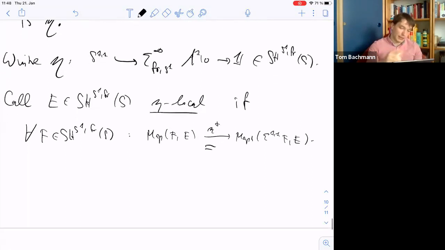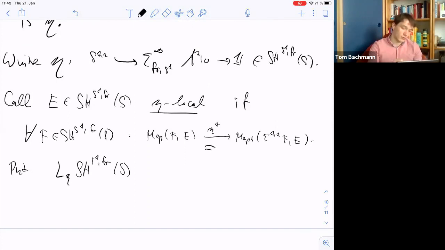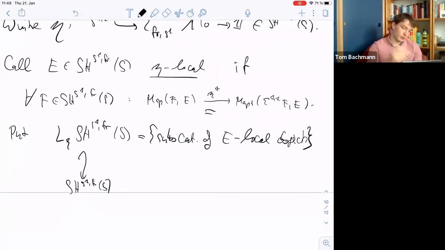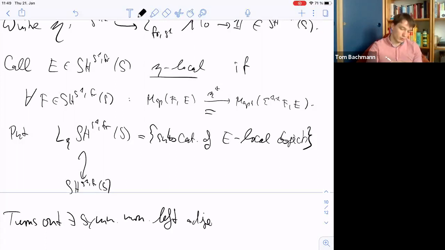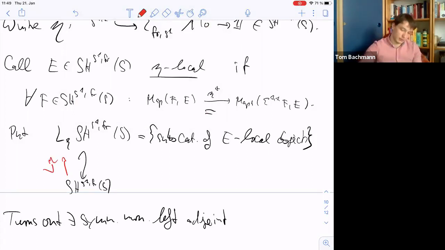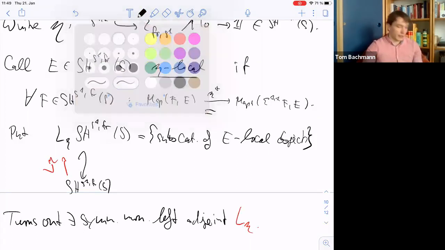Okay, and then we put the Eta local subcategory. So I denote it like this, the subcategory of Eta local spectra or objects. And so it turns out that this includes, of course, into SH S1 framed of S. And it turns out that this has a symmetric monoidal left adjoint. So this really is a localization. Let me maybe give it a different color. Let's call it Eta. Like this.